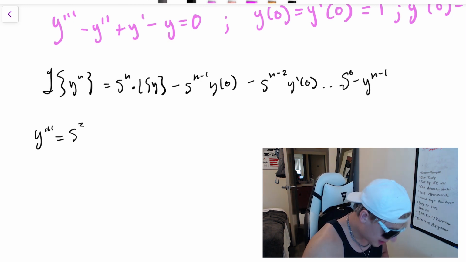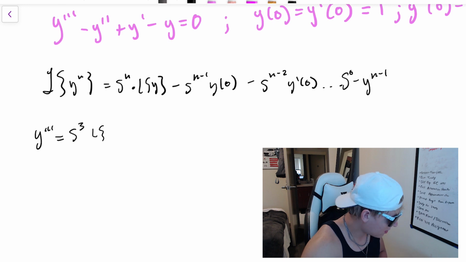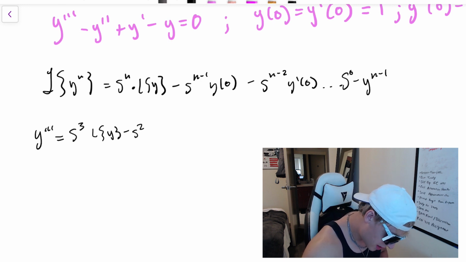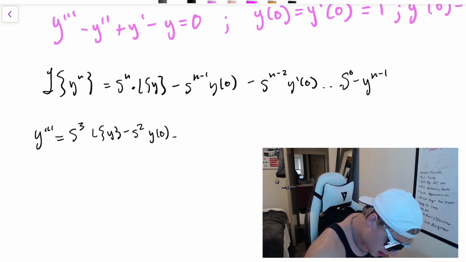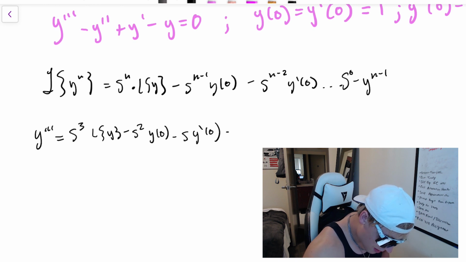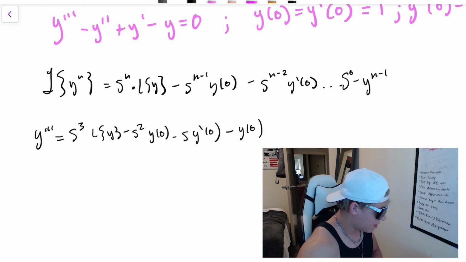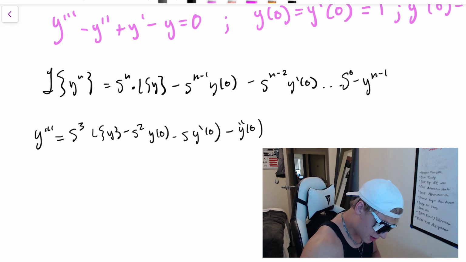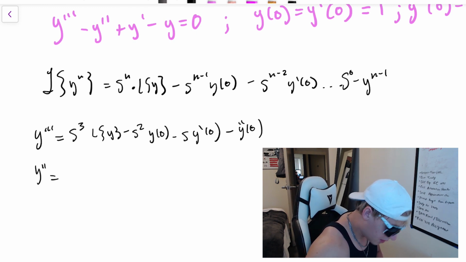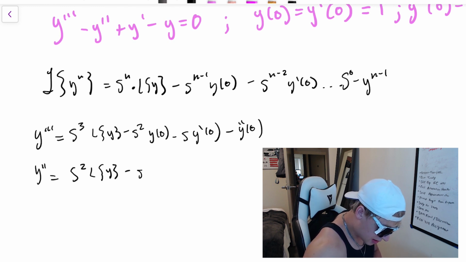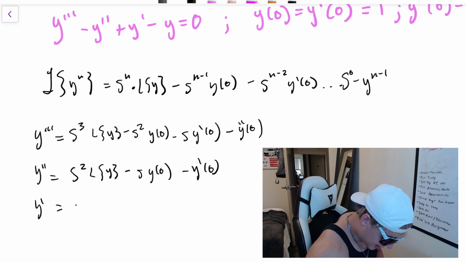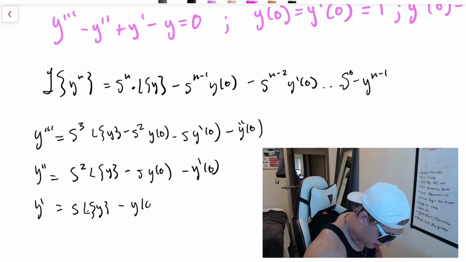So that's going to be s cubed times the Laplace transform of y, minus s squared times y of 0, minus s times y prime of 0, minus y double prime of 0. And then y double prime is going to equal s squared times the Laplace transform of y, minus s times y of 0, minus y prime of 0. And then y prime is going to be s times the Laplace transform of y, minus y of 0.